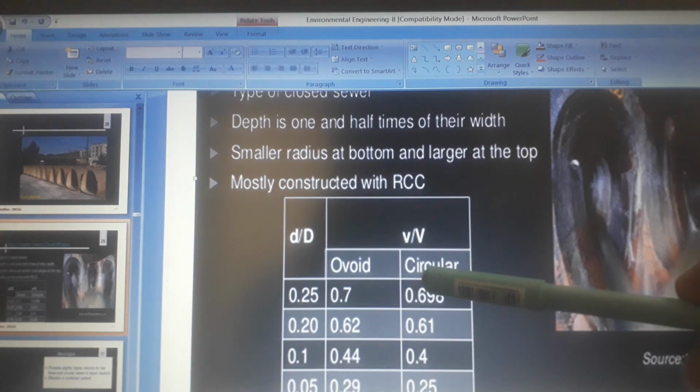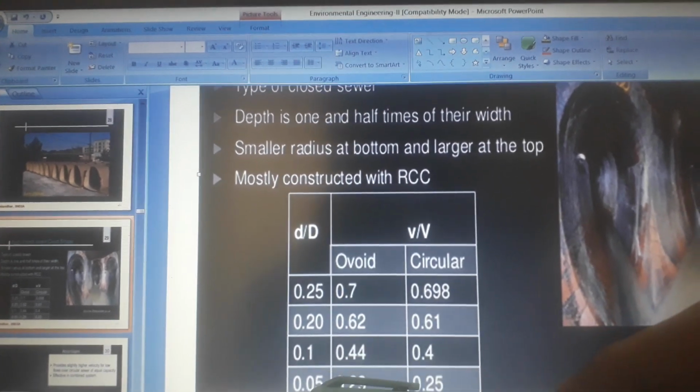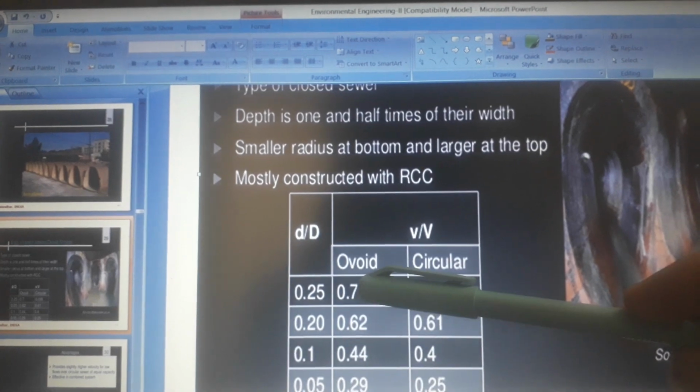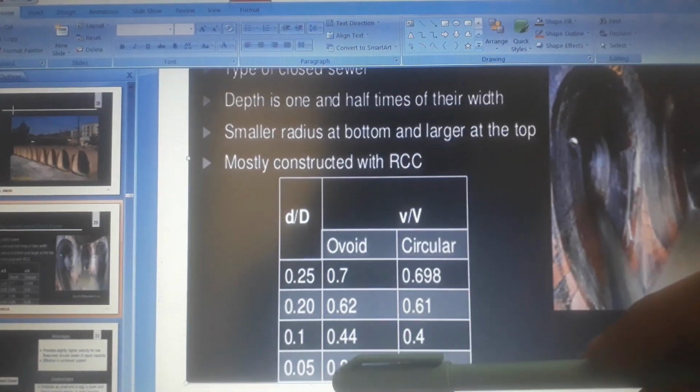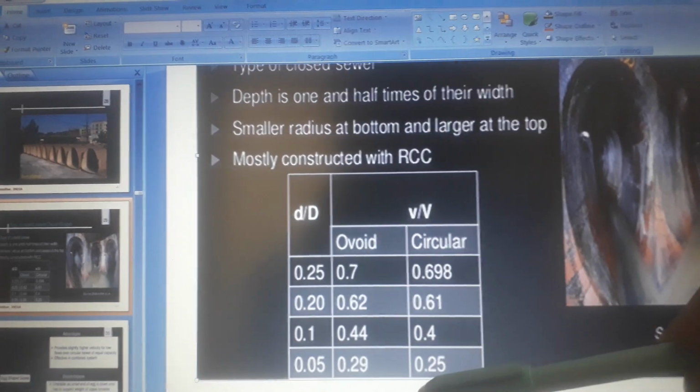Circular d by B 0.4. Small d by capital D 0.05, d by B 0.29. Circular d by B 0.25.